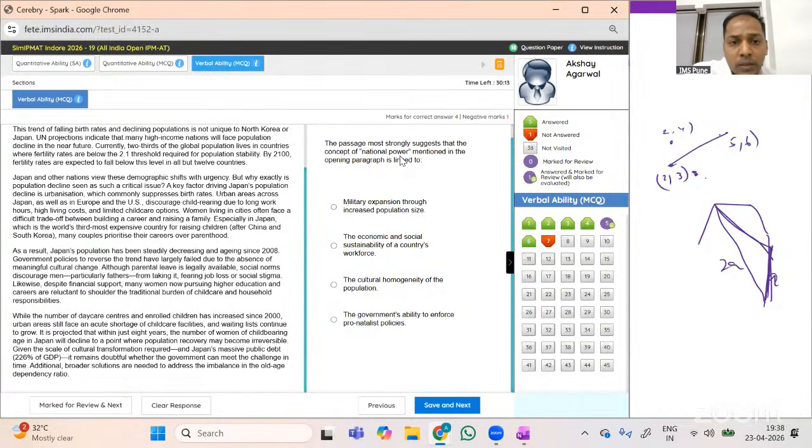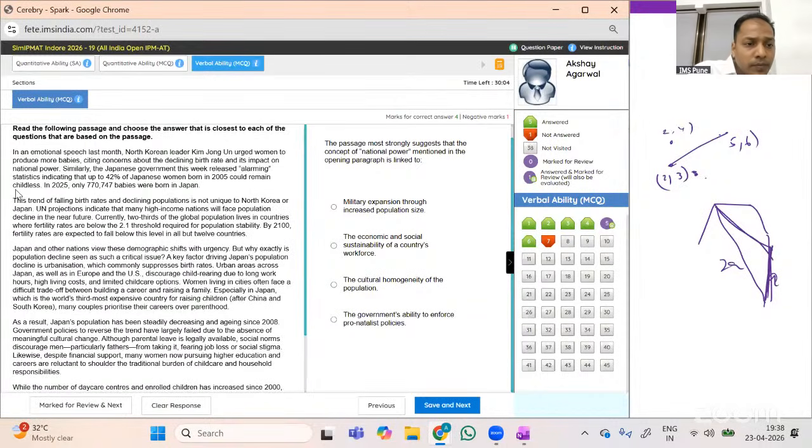Okay. The passage most strongly suggests that the concept of national power mentioned in the opening paragraph is linked to what? Military expansion, the economic and social sustainability of a country's workforce, or the cultural homogeneity of the population? National power is clearly not the military here. It's the overall economic and social sustainability.